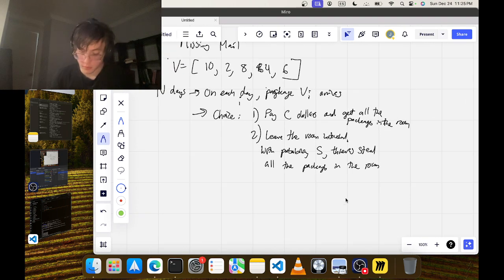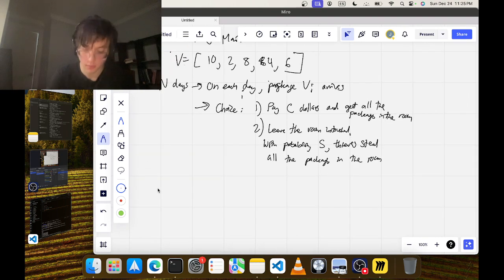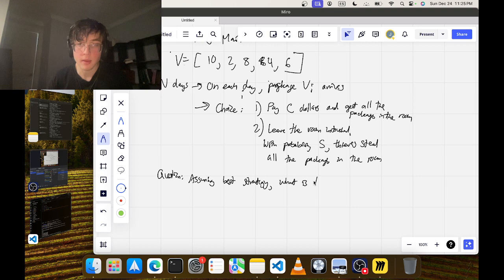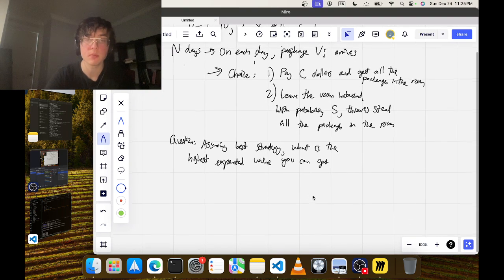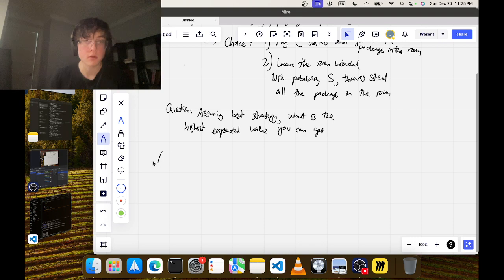Okay. So then the question is, assuming the best strategy, what is the highest expected value you can get? So let me give you a couple examples when we might care about making this choice. So, I mean, there's some very clear examples.